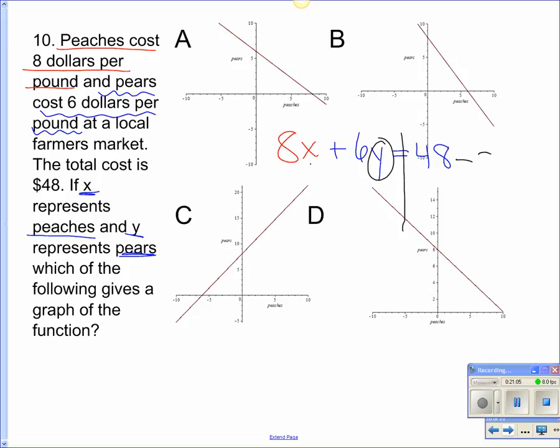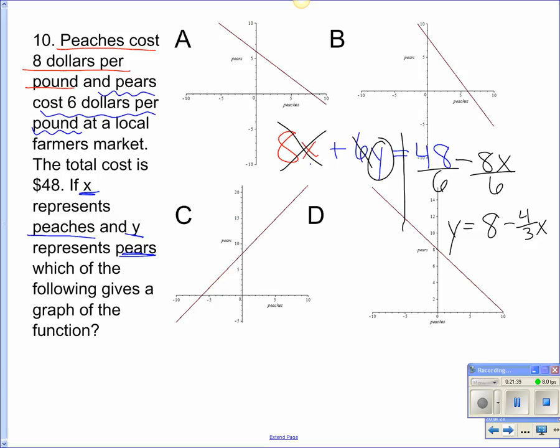Tamara, what do I do next to work it out? So I minus 8x. And Daniel, what else? All right. So I get y equals 48 divided by 6. Negative 8 divided by 6. Good. We did our math. Negative 4 over 3x.